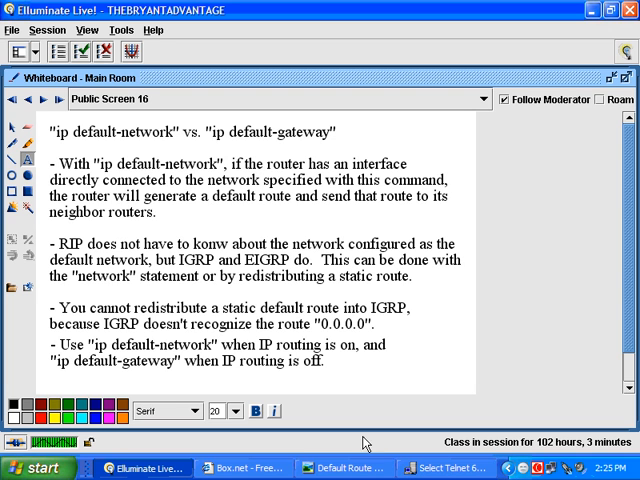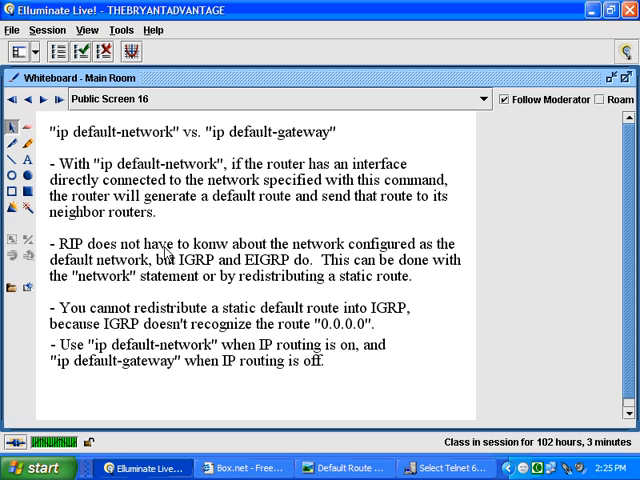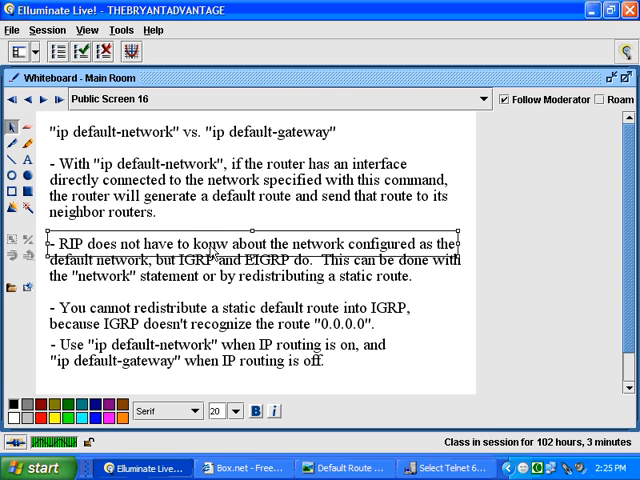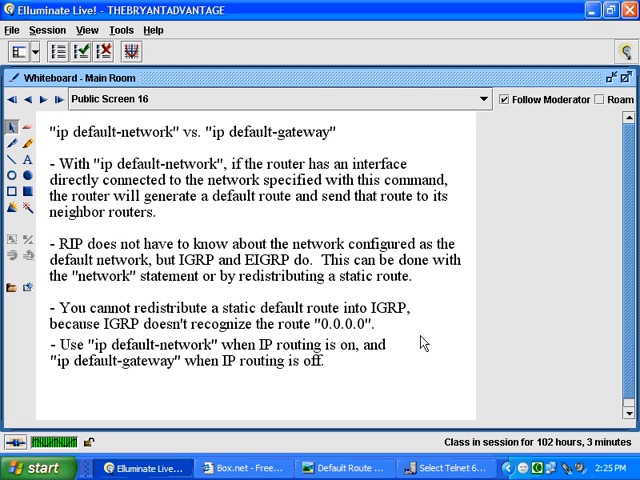RIP does not have to know about the network configured as the default network, but EIGRP and EIGRP do. And I apologize for correcting that while I was talking. Let's look at that again. RIP does not have to know about the network you configure as the default network. And that may sound a little screwy, which is why the documentation of this gets very long and involved. But EIGRP and EIGRP do.